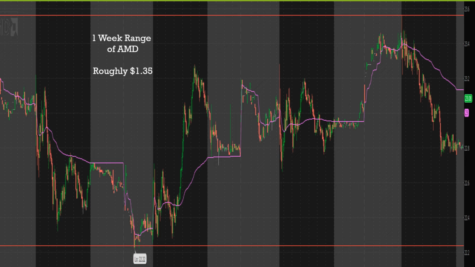All right, so with that said, we can look at the 1-week range of AMD. It was roughly $1.35. Not a huge range, especially for a stock like AMD that's in the 20s, but it kind of shows you the highs and lows. And so again, it's not a huge range for a stock like AMD. It's not really small either. It's kind of in between. Most likely, if you look at the float of AMD, it's kind of in the middle. But you can see the lows down here and the highs up here. So roughly $1.35 range of AMD for 1 week.